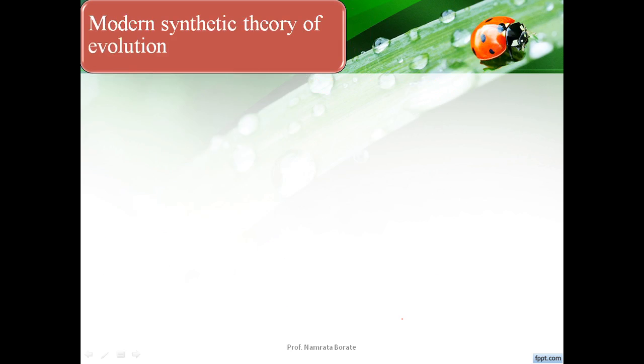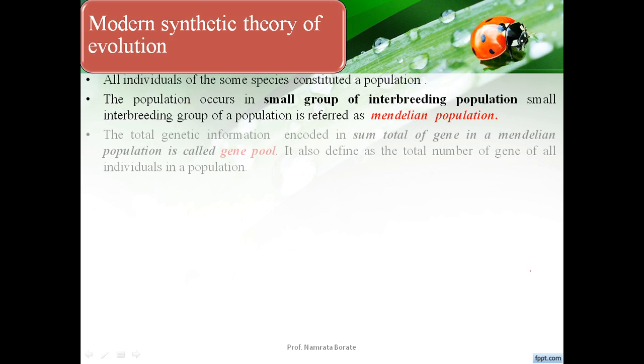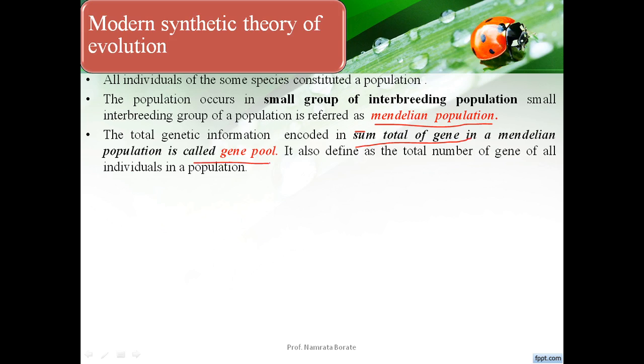All individuals of the same species constitute a population. The population occurs in a small group of interbreeding population. That is a small group of interbreeding population. It is called the Mendelian population. The total genetic information encoded in the sum total of genes in a Mendelian population is called the gene pool. It is also defined as the total number of genes of all individuals in a population.